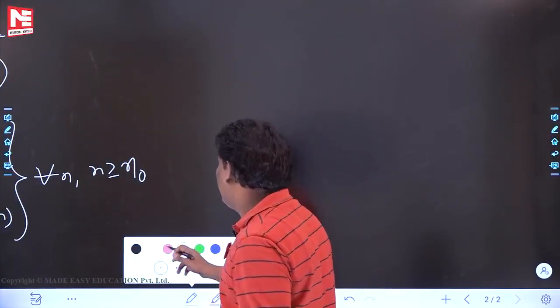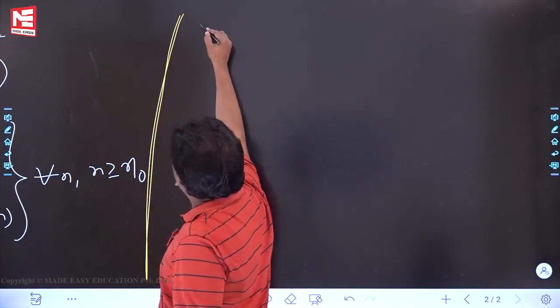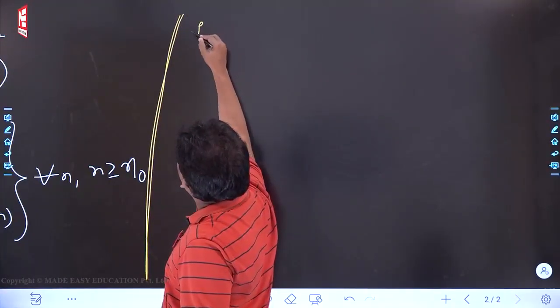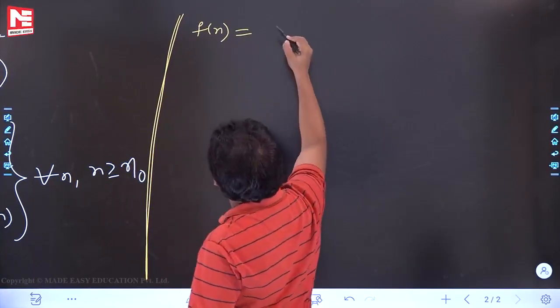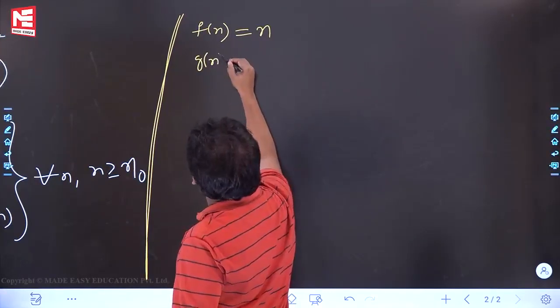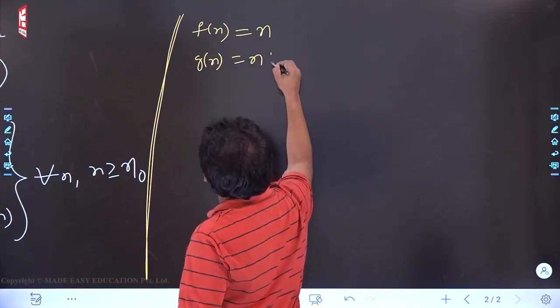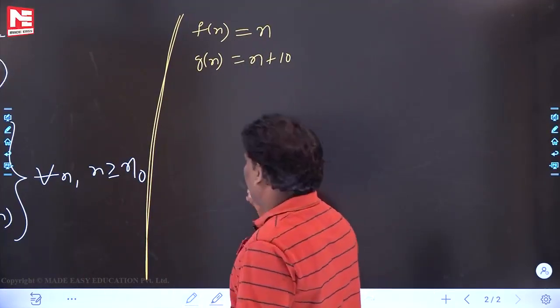You know very well what one example I have to give. I am giving it now. See this example. f of n is equal to n, g of n is equal to n plus 10. It is the f of n, it is the g of n.